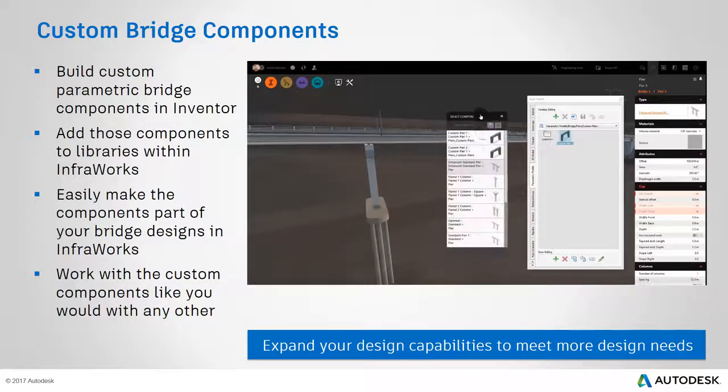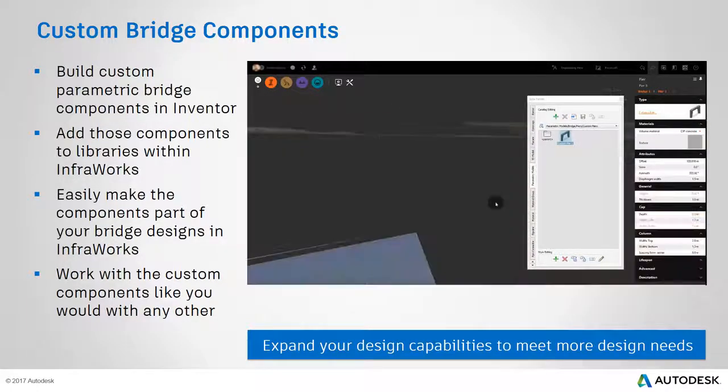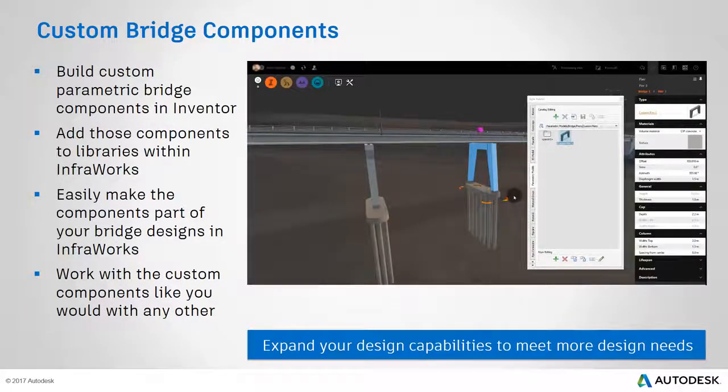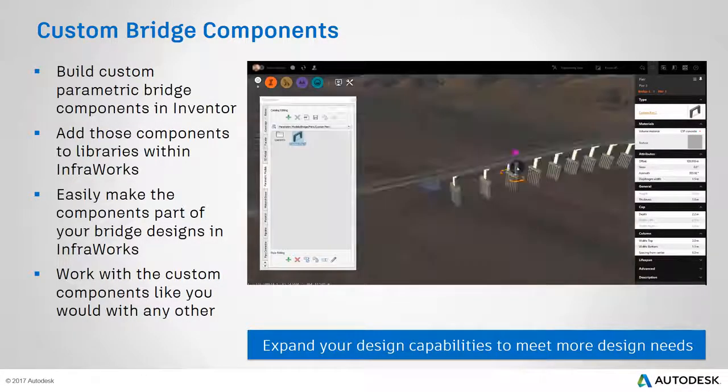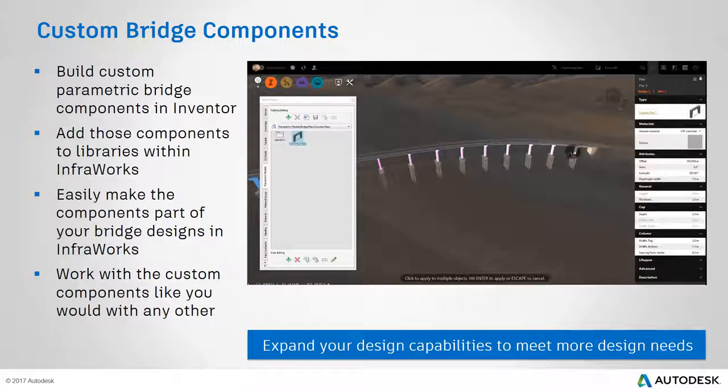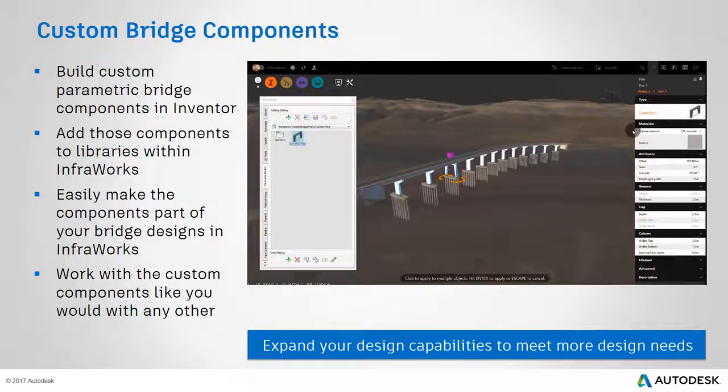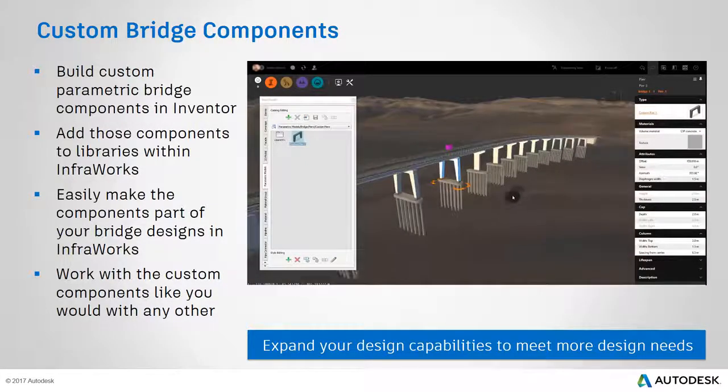Once a component has become part of a library in your model, it's easy to apply it to the bridge where you need it. Then, using tools already in place in InfraWorks, you can duplicate that custom parametric part at multiple locations in the bridge model. Why is this new capability important? It allows you to expand your design capabilities to meet more design needs.